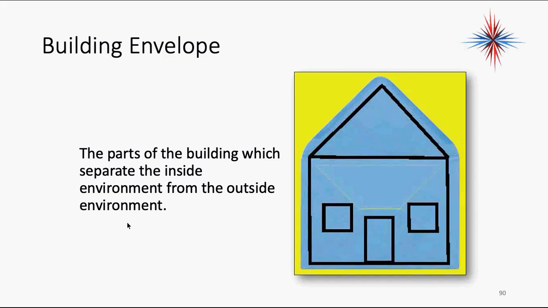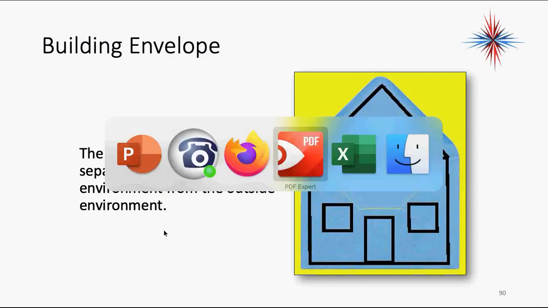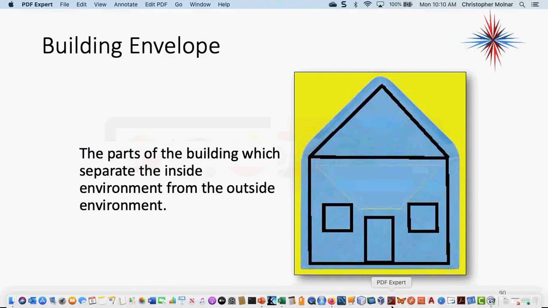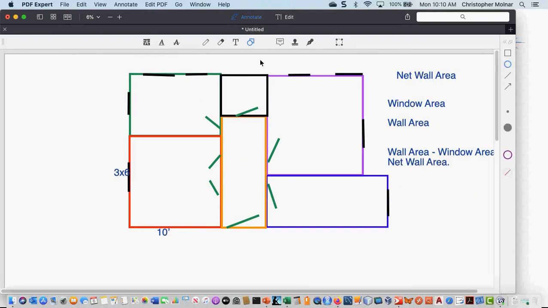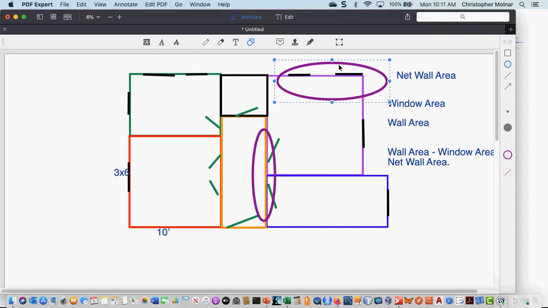The building envelope is the parts of the building which separate the inside environment from the outside environment. So when we go back and look at my cheesy drawing that I had up earlier, I am specifically talking about my outside walls. I am not talking about inside walls. I could care less. There's no difference in temperatures here if everything's right. I'm talking about my outside walls.